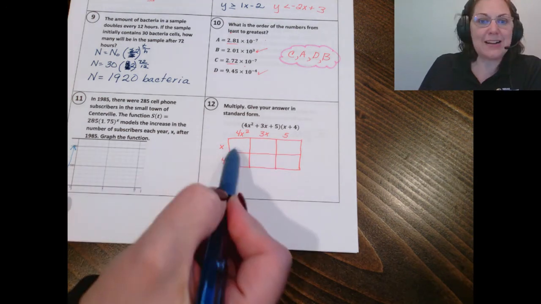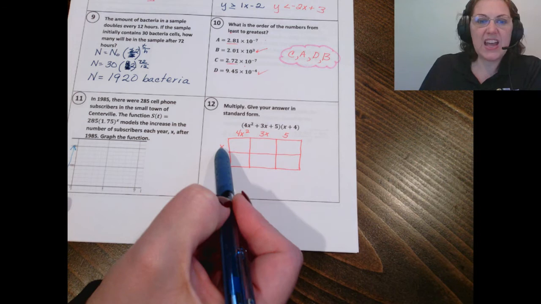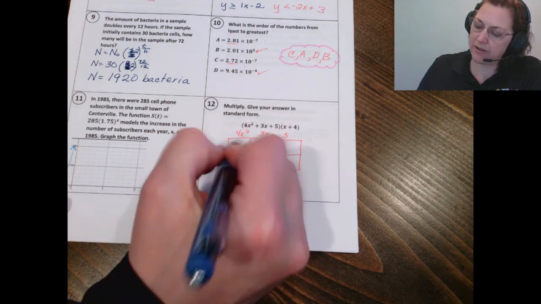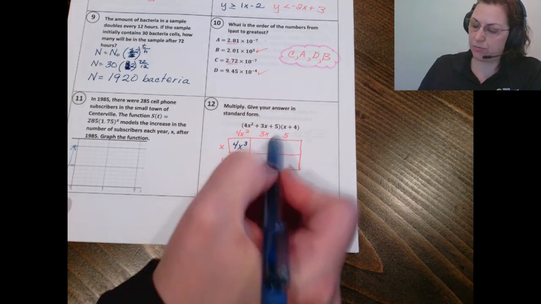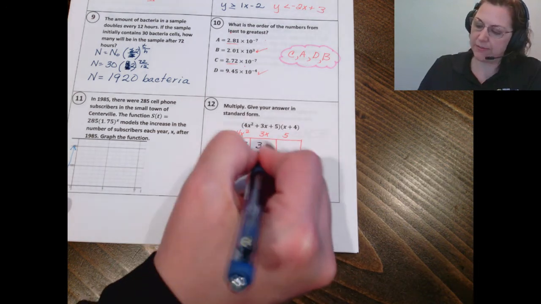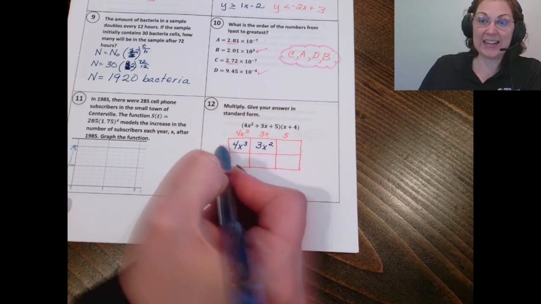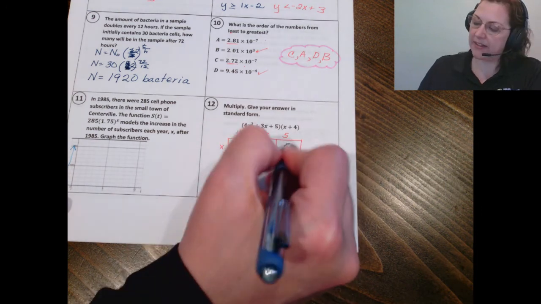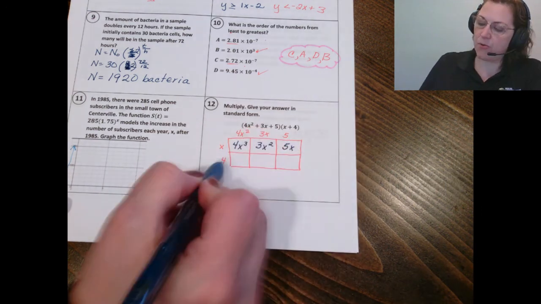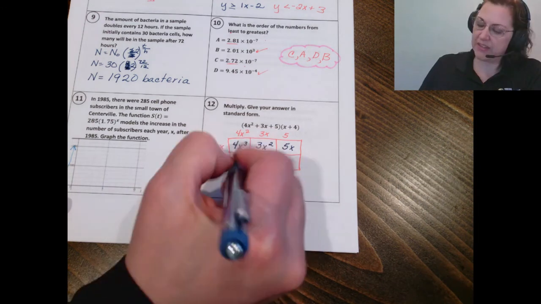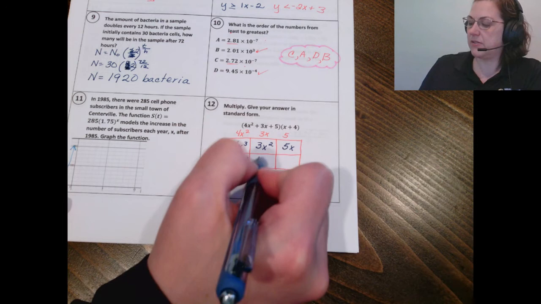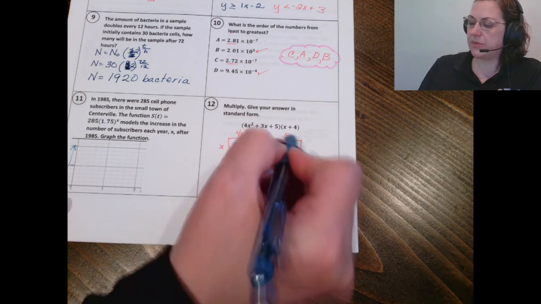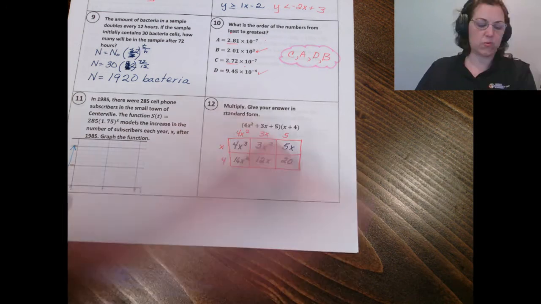And now to fill the boxes, I simply multiply. X times 4x squared gives me 4x to the third. X times 3x, 3x squared. X times 5, 5x. 4 times 4x squared, 16x squared. 4 times 3x, 12x. 4 times 5 is 20.